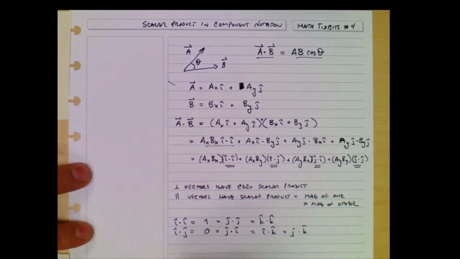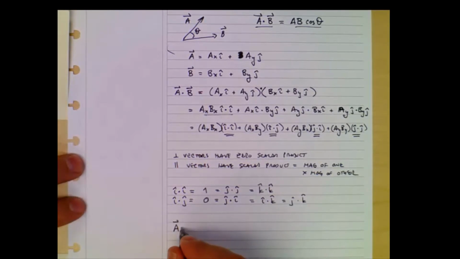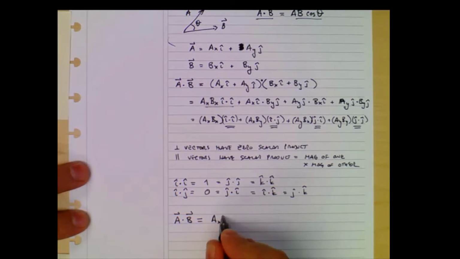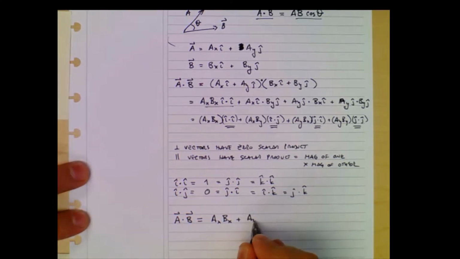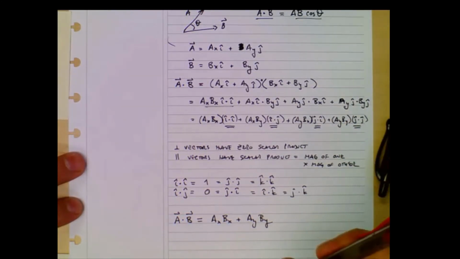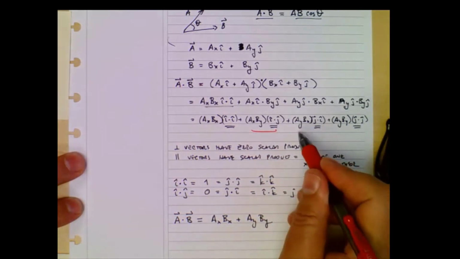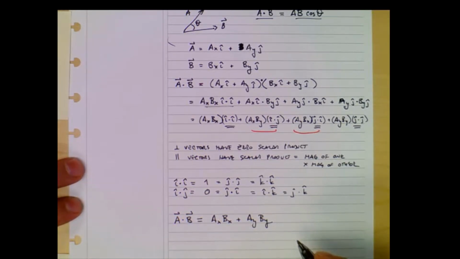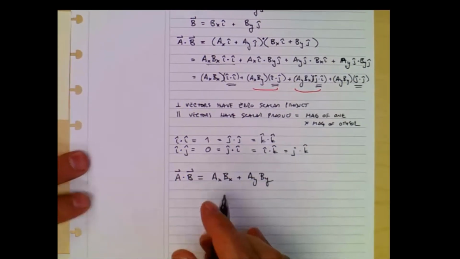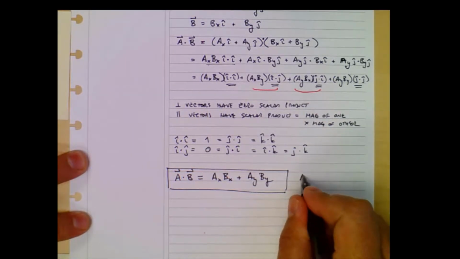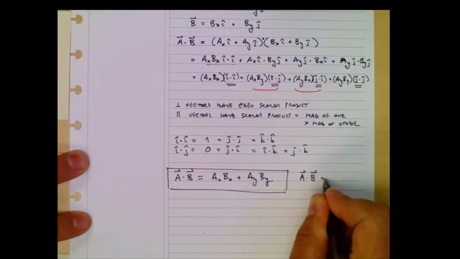So because of this, then, A dot B is written as AX BX plus AY BY. These other products with the i hat dot j hat or j hat dot i hat, which is 0, those drop. So now I have a new expression. There's expression 1, and there's expression 2.